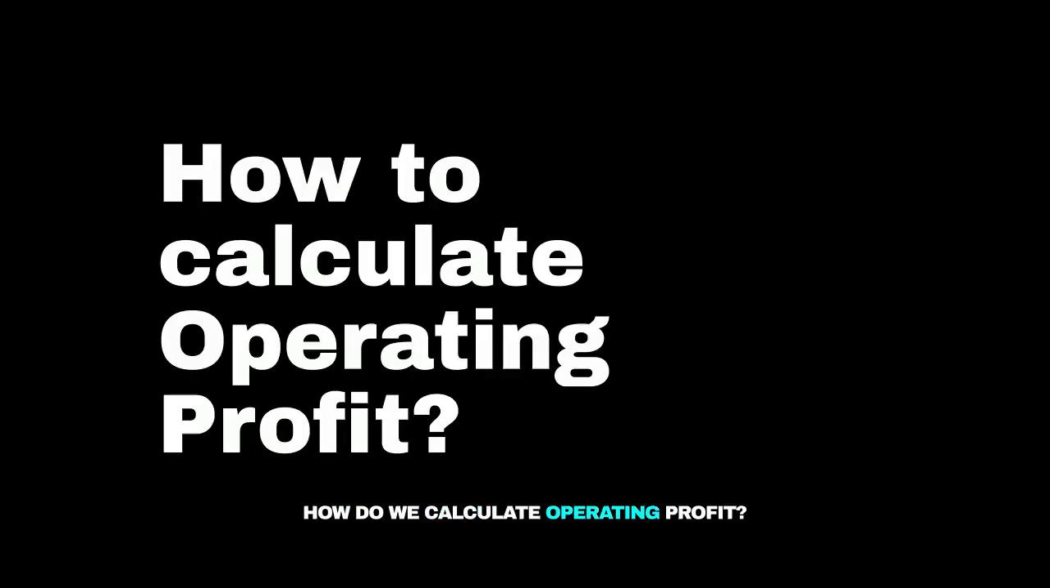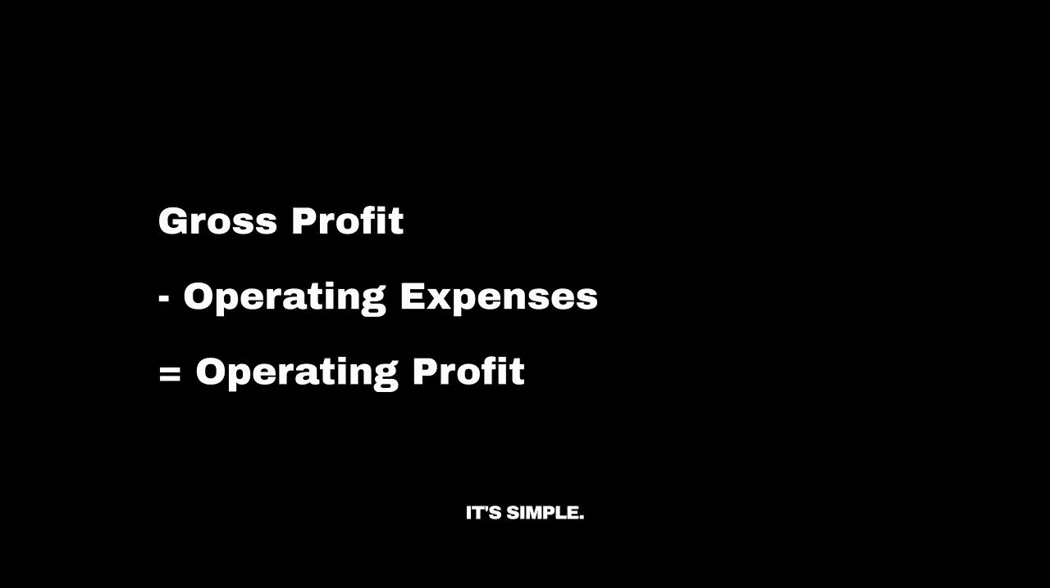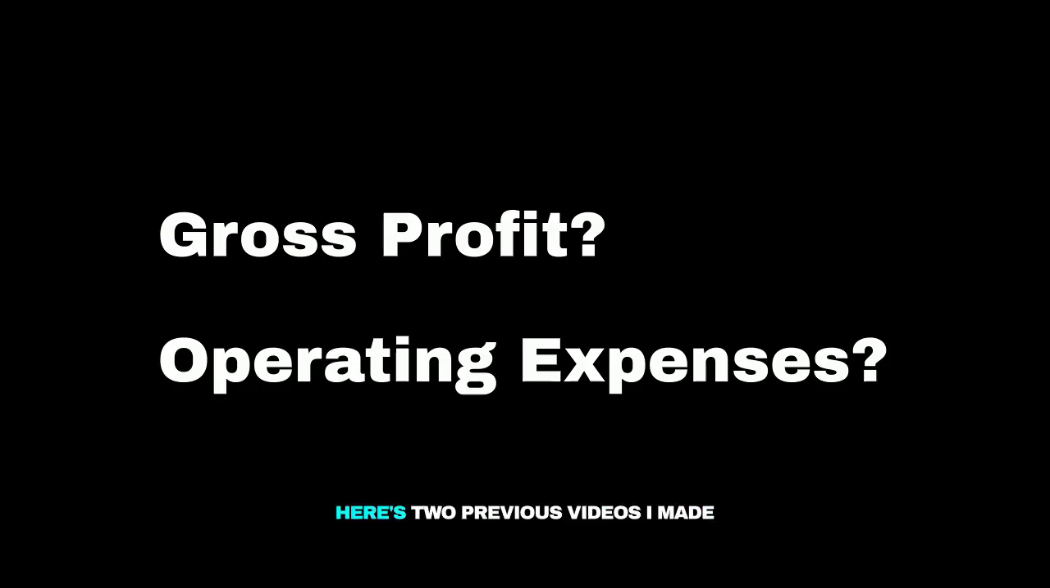How do we calculate operating profit? It's simple. We simply take gross profit and subtract our operating expenses. Not sure what they are? Here's 2 previous videos I made on gross profit and operating expenses.